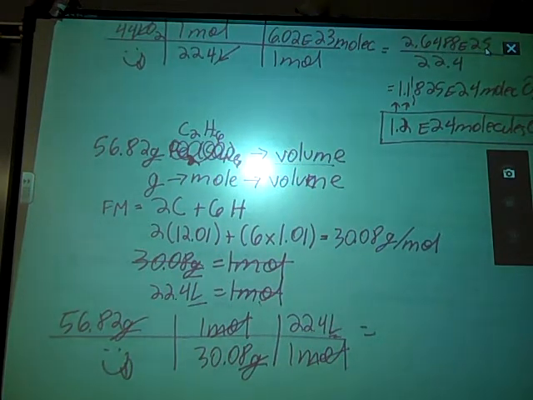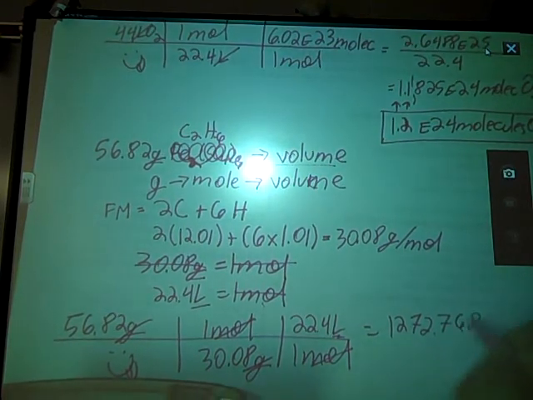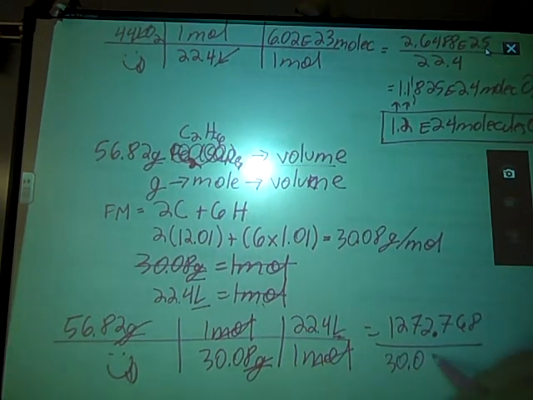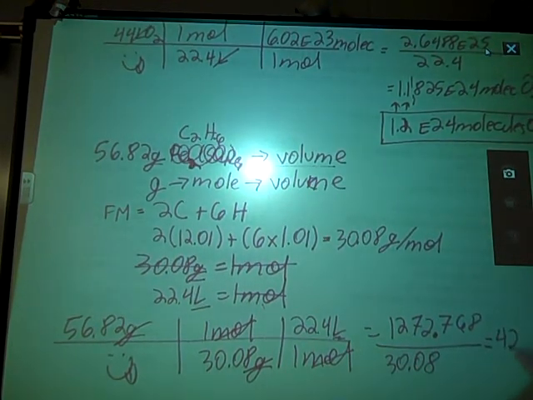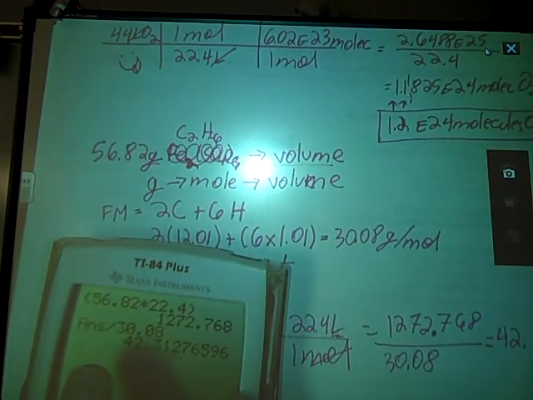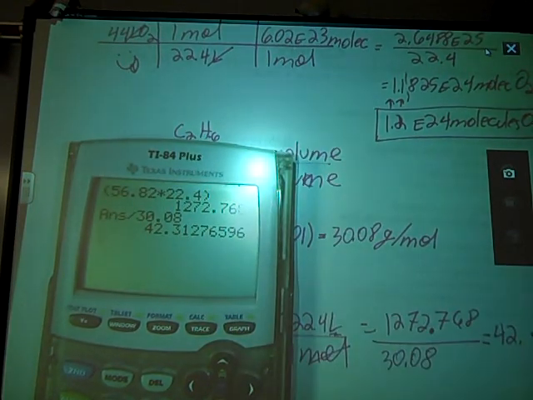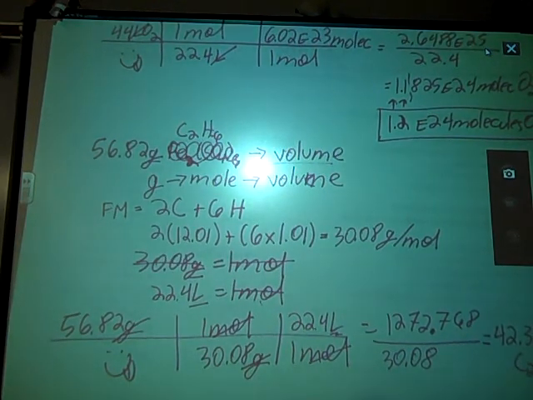Okay, let's multiply all the way across the top. 56.82 times 22.4 gives me 1272.768. Divided by, now we're going to multiply all the way across the bottom. We're going to see what that gives us. 42 point, how many sig figs can I have? 1, 2, 3, 4. So calculator gave me a big old number. Let's see, 1, 2, 3, 4 sig figs, so 42.31. And that is in liters of C2H6.